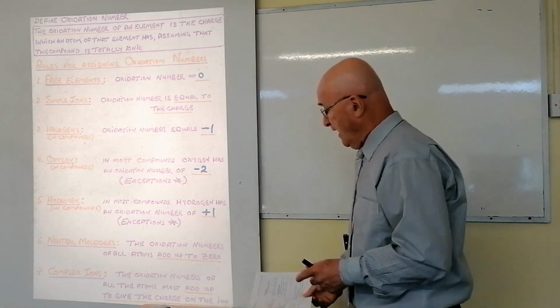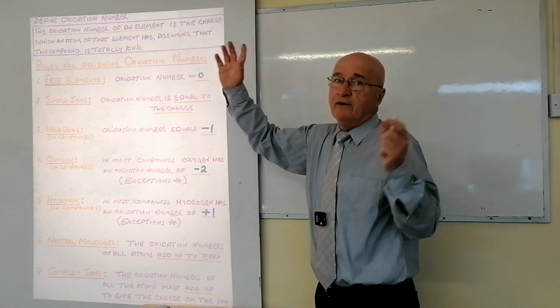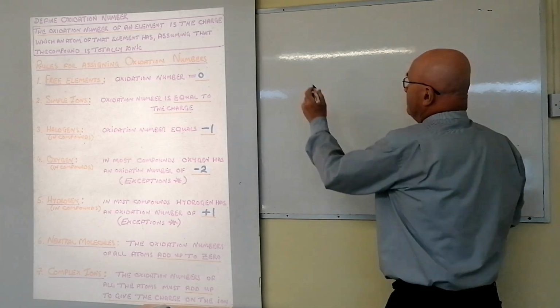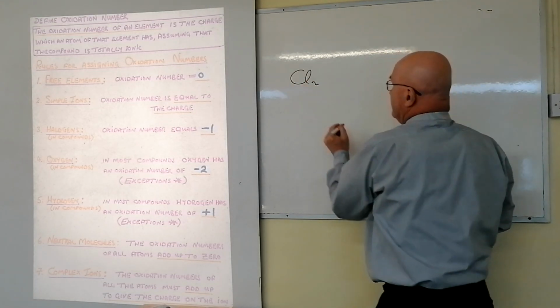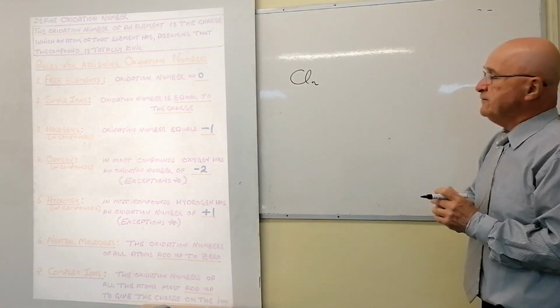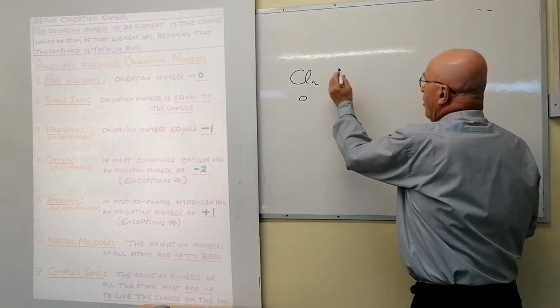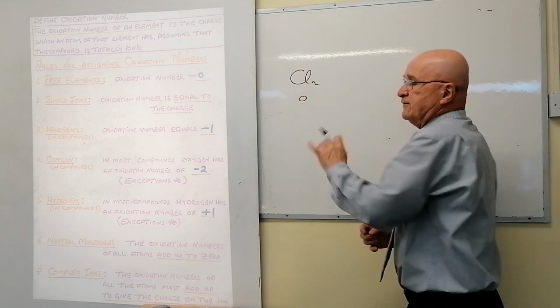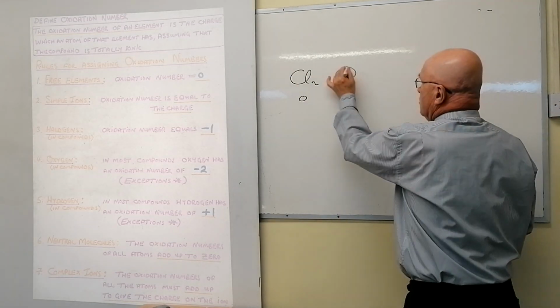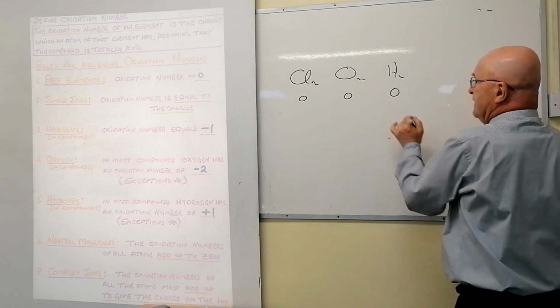Starting off then, a free element has an oxidation number of 0. Always a free element. So what's a free element? If you had something like Cl2, it's an element on its own. So it would have an oxidation number of 0. You write it underneath like that. All gases are diatomic. You're okay with that, yeah? O2 would be 0 as well. H2 would be 0 as well.